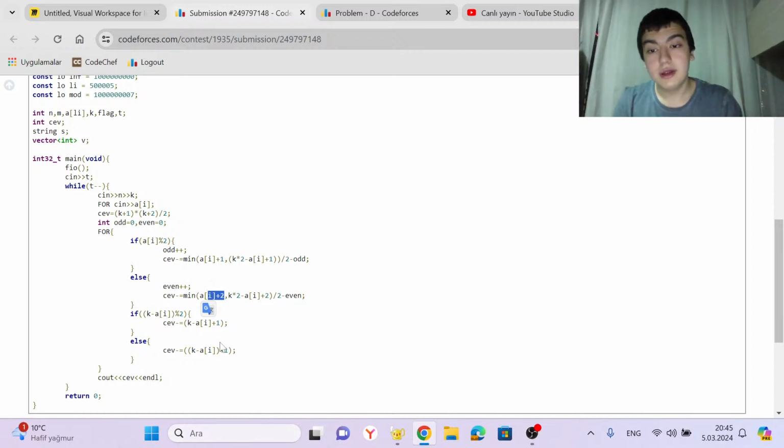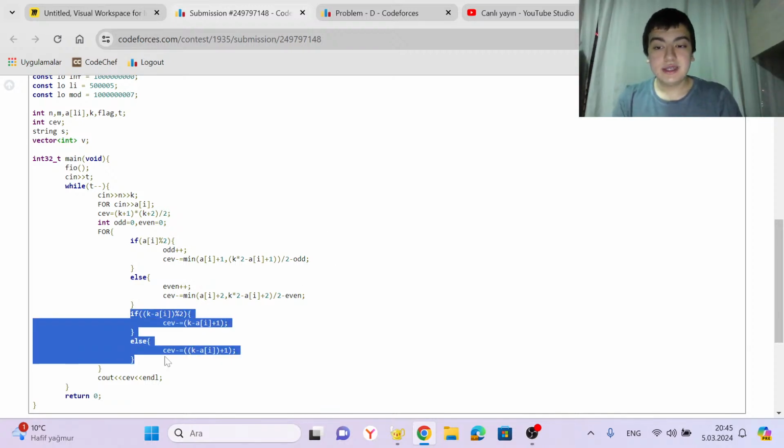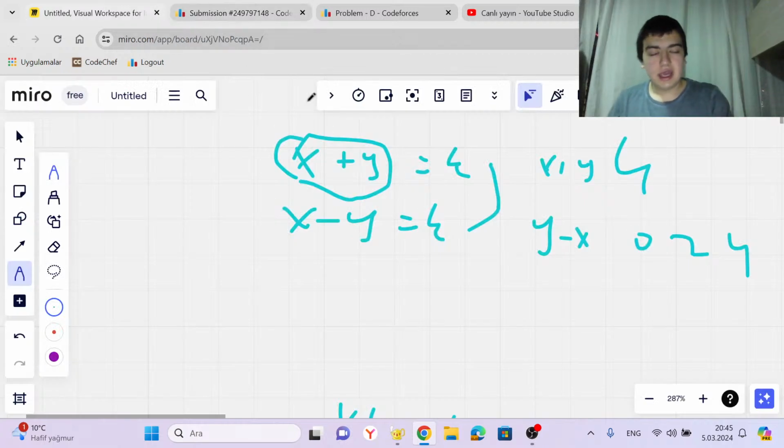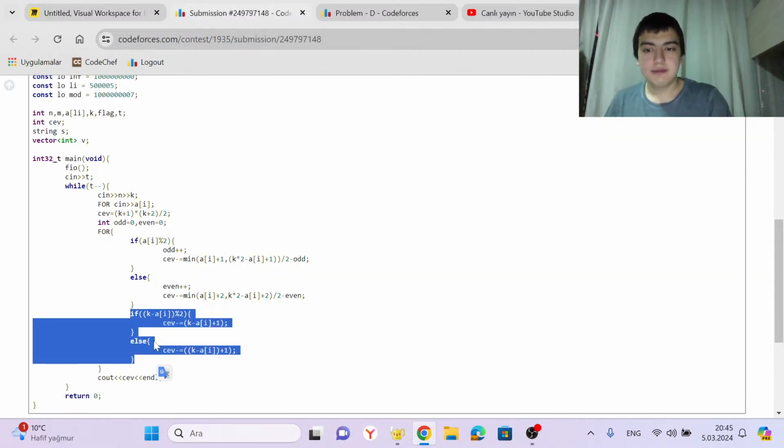We should also remember the 0 case. 0 is also accepted in this question as a number. And this case is choosing k as y minus x.